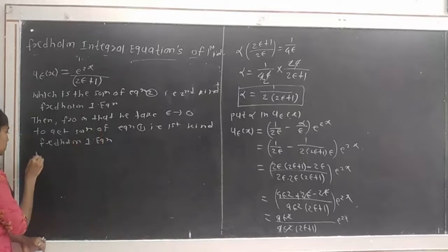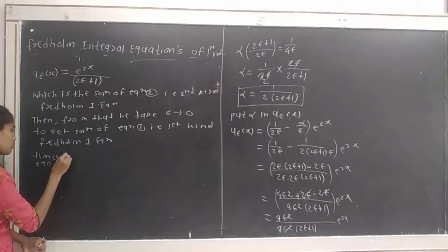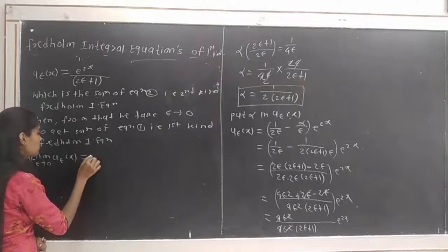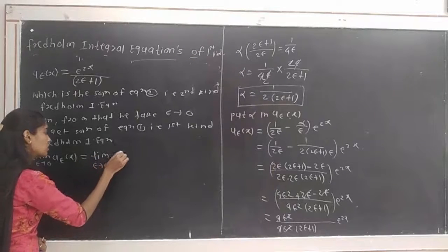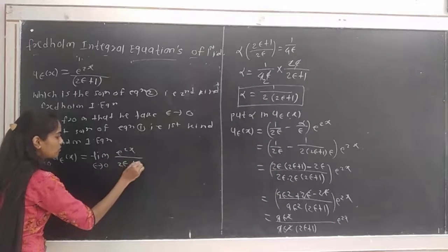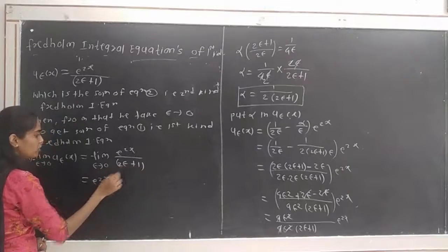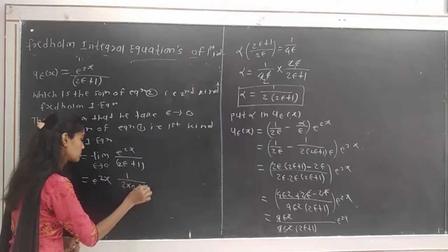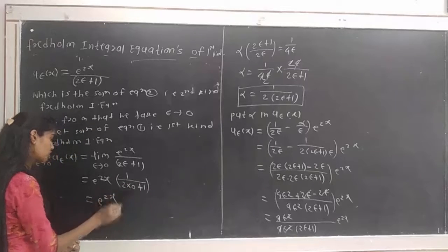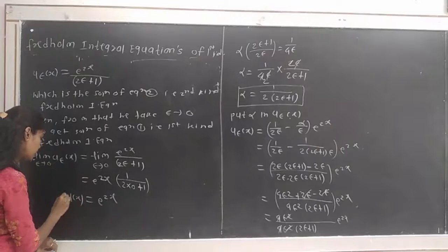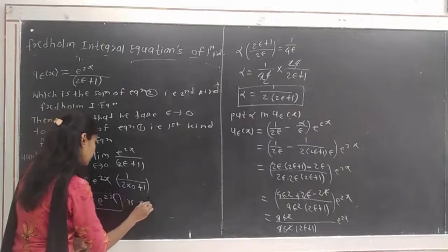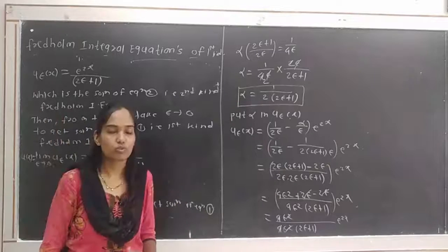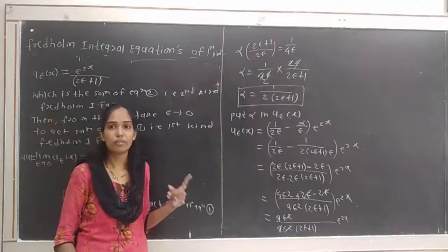So we take the limit ε tends to 0 of u_ε(x), that is we have to get u(x). So u(x) = lim ε→0 u_ε(x) = lim ε→0 e^{2x}/(2ε+1). By putting ε tends to 0, e^{2x} we take outside the limit, which is constant, so 2·0 + 1, and we get e^{2x}. So u(x) = e^{2x} is the exact solution of equation number 1.